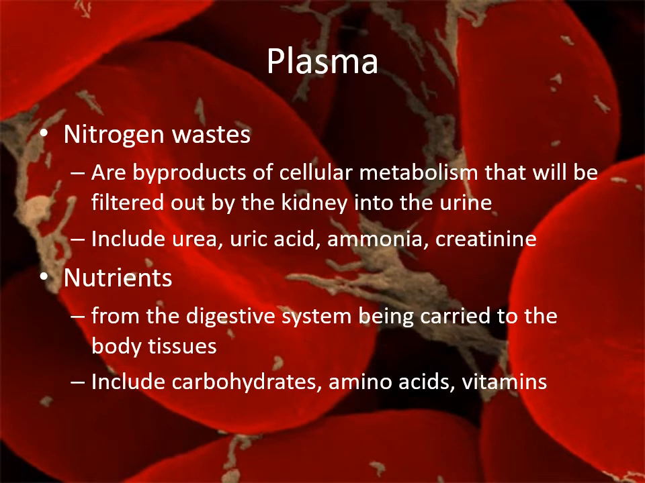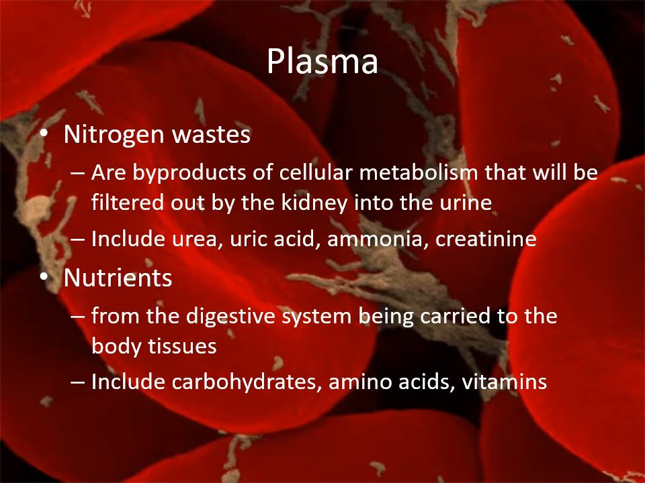Also found in the blood plasma are nitrogen waste products. When your cells perform cellular respiration, they are going to make nitrogen waste. They're also going to do that when they break down and metabolize proteins. That nitrogen waste gets put into the bloodstream. The bloodstream then carries it to the kidneys. The kidneys then filter the nitrogen waste out and put it into your urine so that you can excrete it through urine. Forms of nitrogen waste include urea, uric acid, ammonia, and creatinine.